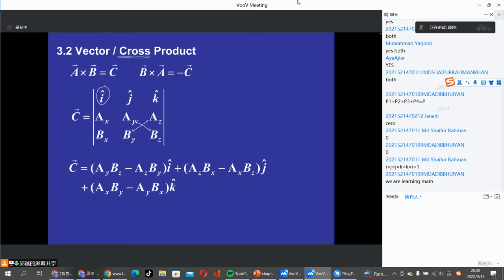AYBZ minus AZBY is the first component in the x direction. And then we have J. To calculate the component in J, you need to cross this cross and AZBX minus AXBZ. Here, this cross.